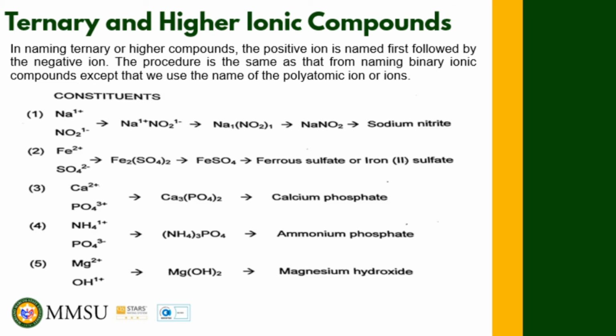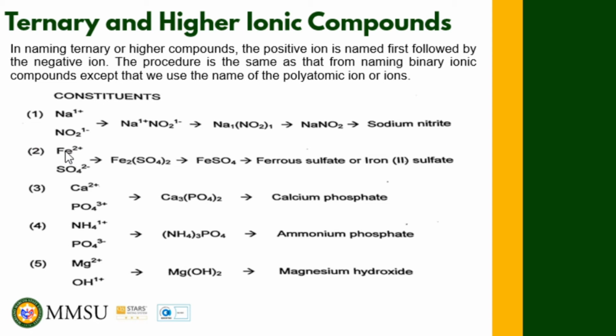So, let's have an example. So, we have here Na plus and NO2 negative 1. So, combining and then applying the crisscross method, so we have NaNO2. So, yung name nito is sodium nitrite.